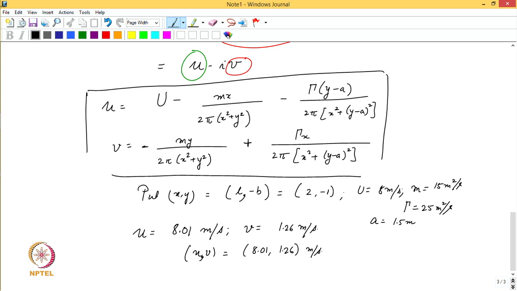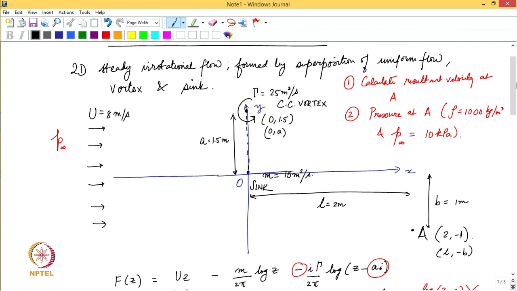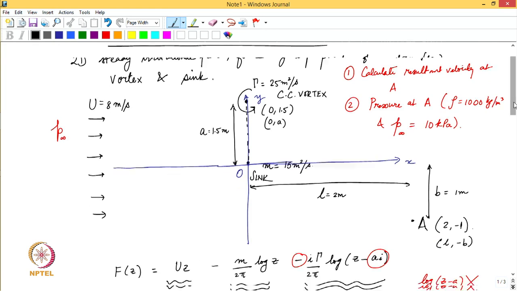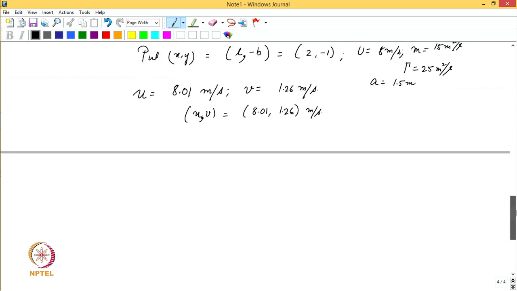Now, that was the first part. We were to calculate the velocity at this point. Now, how about calculating pressure? If I take you back to the question statement, it says that far upstream the pressure is 10 kilopascal and the density of the fluid is 1000 kg per meter cube. So, I can apply the Bernoulli equation now.